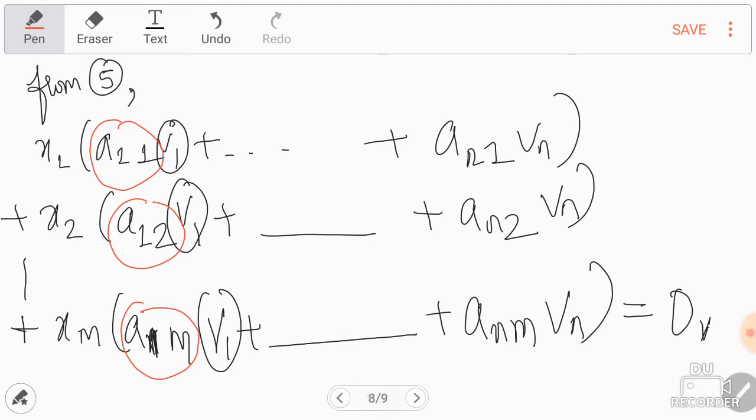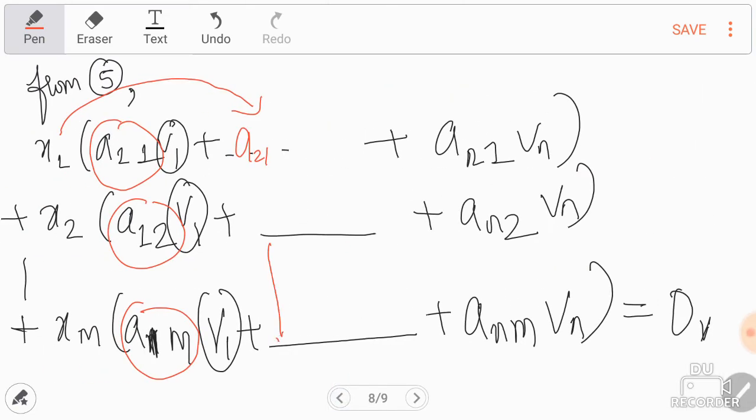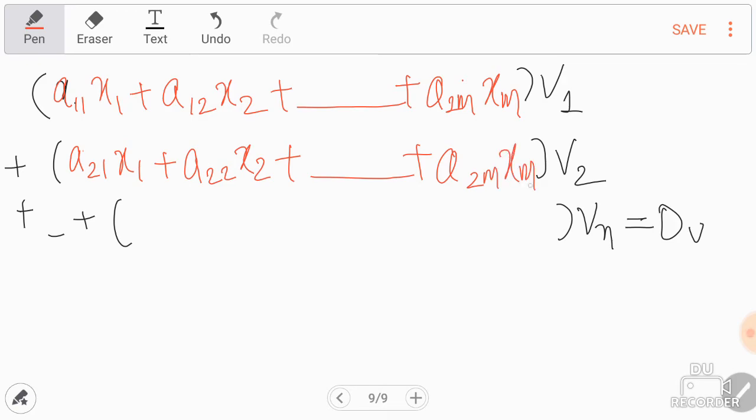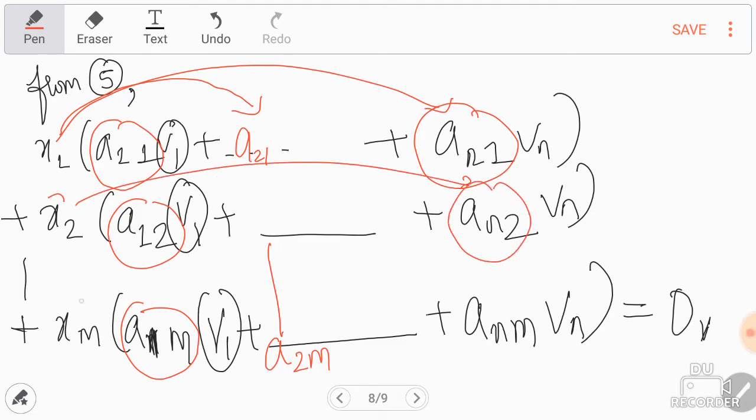Let's look at the coefficients of v2. There are no coefficients of v2 we have written, but yes, we can make a guess. The coefficients of v2 would be this x1 multiplied by a21, right? So it will be a21 x1 plus a22 x2 plus so on up to, what would be the next? The last one would have been a2m xm. And let's look at the coefficients of Vn now. The coefficients of Vn are x1 into an1 plus x2 into an2 plus xm into anm.